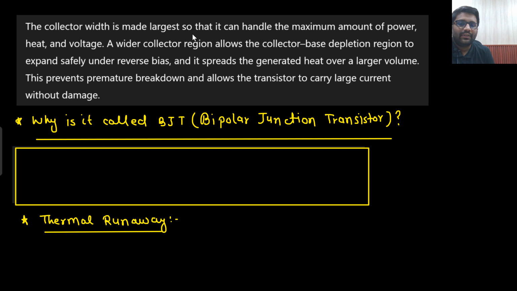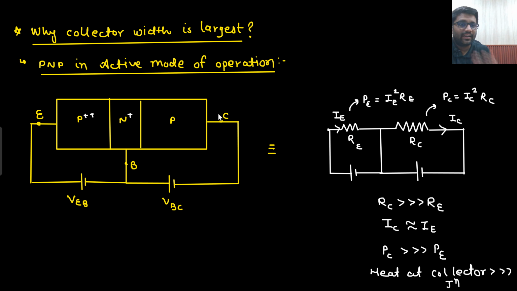So the collector width is made larger so that it can handle the maximum amount of power, heat and voltage. Along with that, a larger collector region allows the collector-base depletion region to expand safely under reverse bias, and it spreads the generated heat over a larger volume. Whatever heat has been generated will be spread over the larger volume. If this had lesser volume, the heat would be concentrated in this much of amount only. But if it has more volume, then heat will be spread in this manner, right? So your device will not burn out. That's the thing.